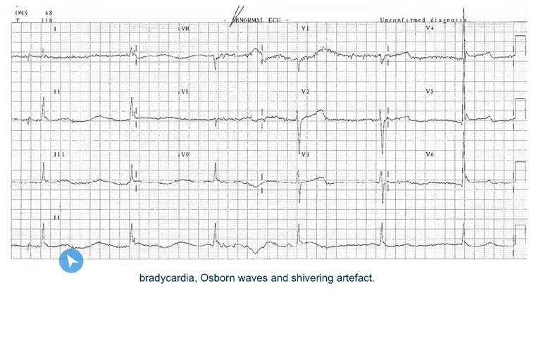This is another example. Again, the patient is bradycardic. The patient has this shivering artifact. Also, you can see Osborn waves. You see this positive deflection at the end of the QRS complex, the Osborn wave or J wave.